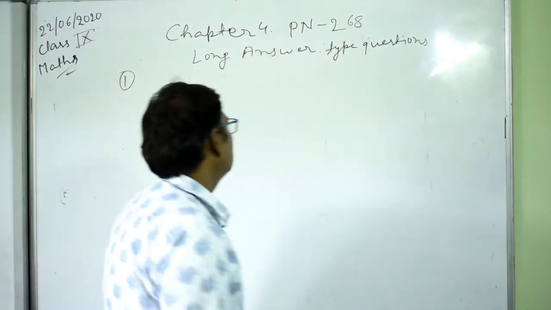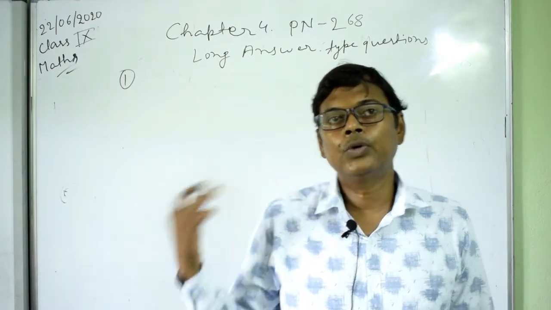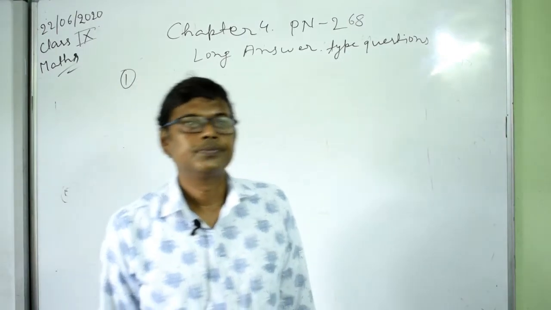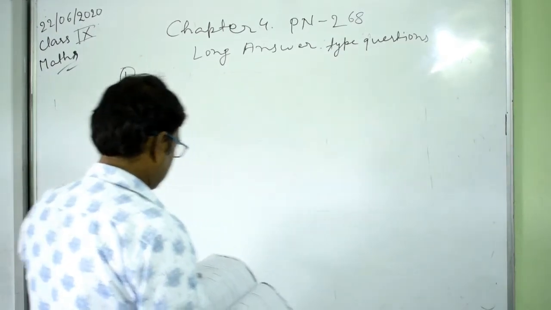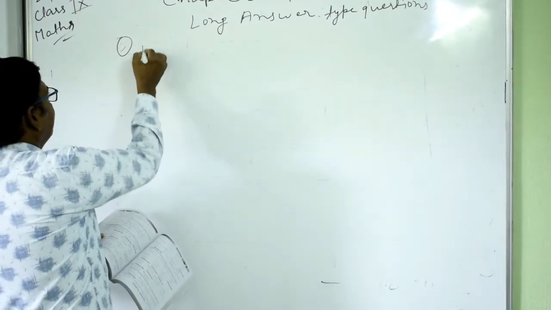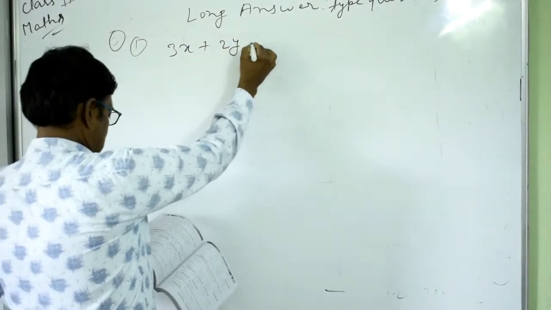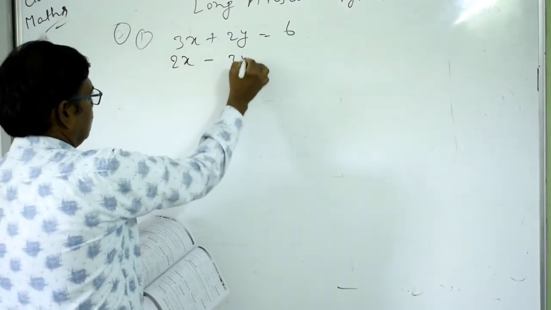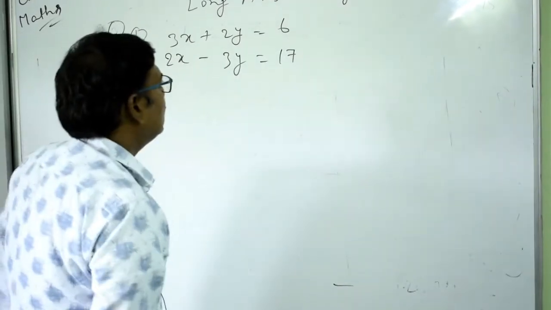Okay, so I will explain the first question, and in this first question I will explain how to find the value of x and y by using the elimination method. Here is the first question, question number 3, 1. You have 3x plus 2y equal to 6 and 2x minus 3y equal to 17. So here we will use the elimination method.